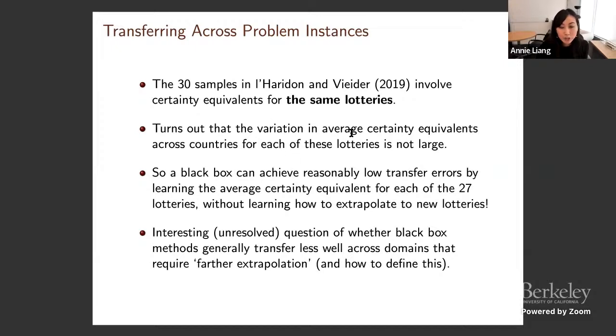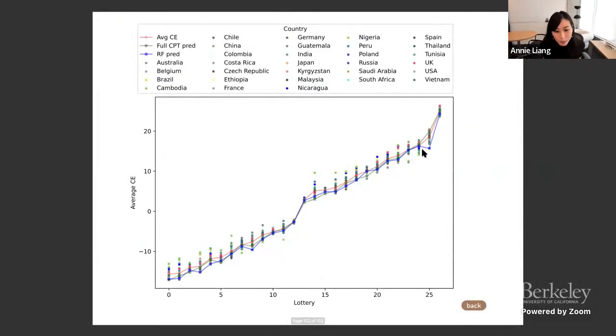Now, it turns out that the variation in the average certainty equivalent across different countries for each of these lotteries is not large. I can actually show you. So the x-axis is the different lotteries, and the different dots for each of these lotteries are different average certainty equivalents for the 30 countries in this paper. And what you can see is, of course, there is some variation, but that variation actually doesn't turn out to be that large. So what the black box algorithm can do is essentially learn a table lookup procedure where you just memorize for each of these lotteries what the average certainty equivalent is.